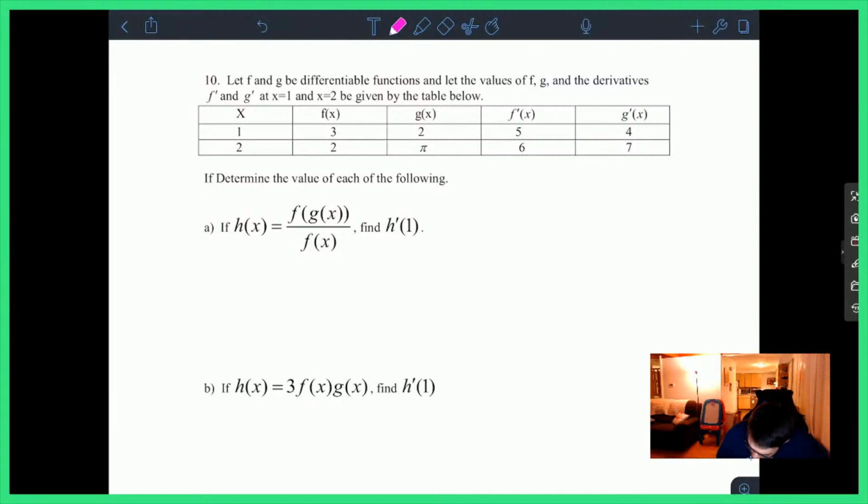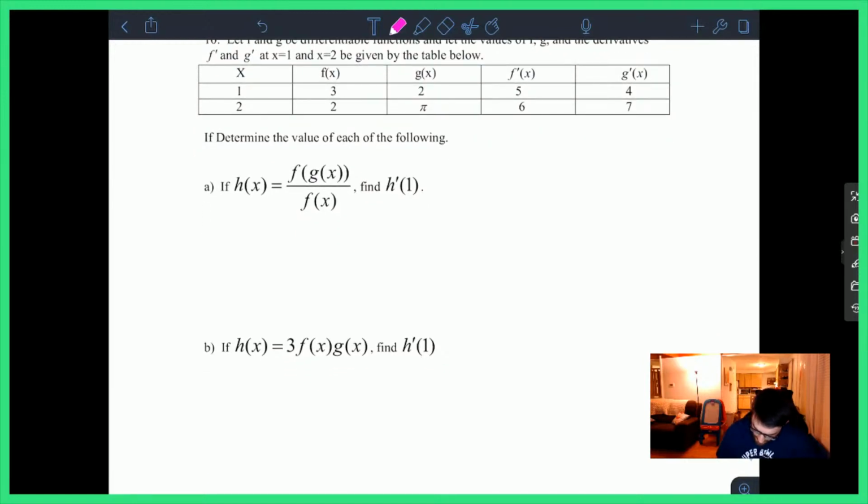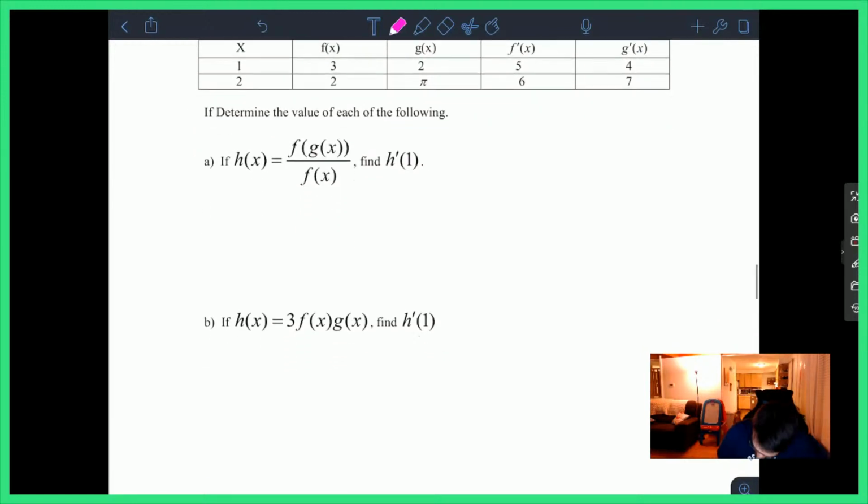It says, let f and g be differentiable functions. Let f, g, and the derivatives f prime, g prime at x equals 1 and 2 be given. Okay, find the derivative of the following. Find h of x equals that. Find h prime of 1. All right, so let's find the derivative of h. So it looks like a simple quotient rule here.